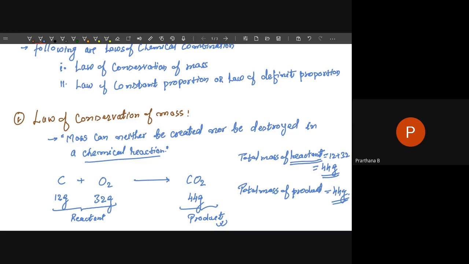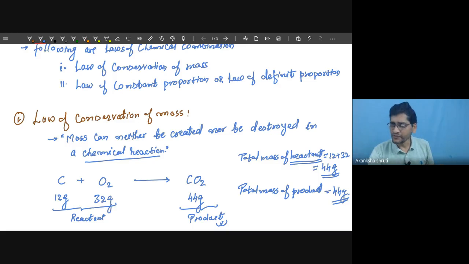Then after burning, the new compound formed was carbon dioxide, though it was in gas form. So the mass of this carbon dioxide was measured, and it was found to be 44 gram. So this was the experimentally observed data, whatever I have written.